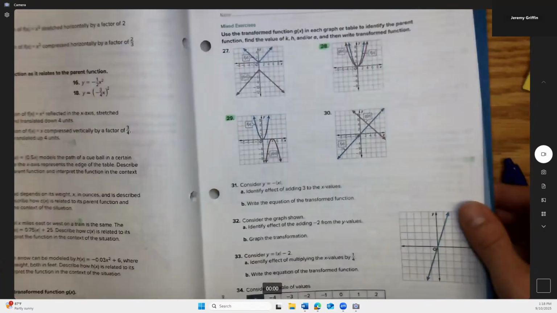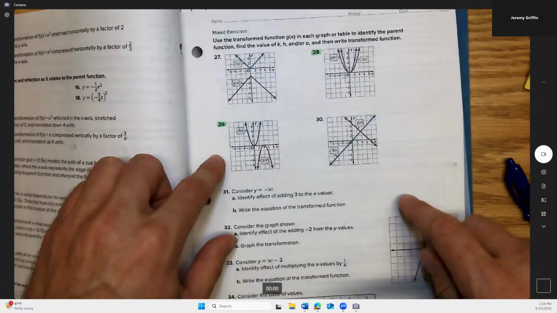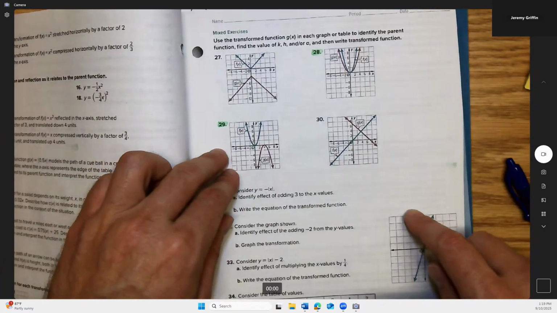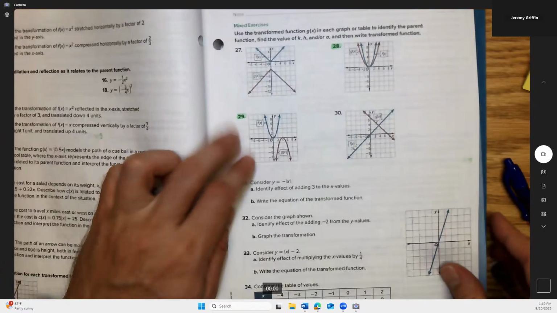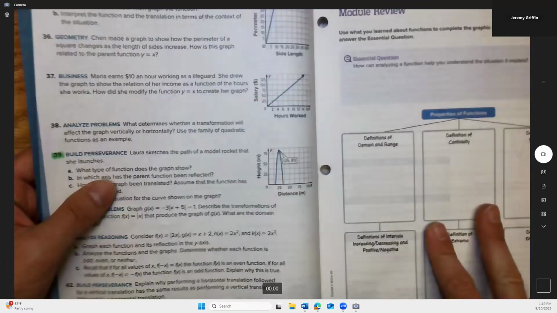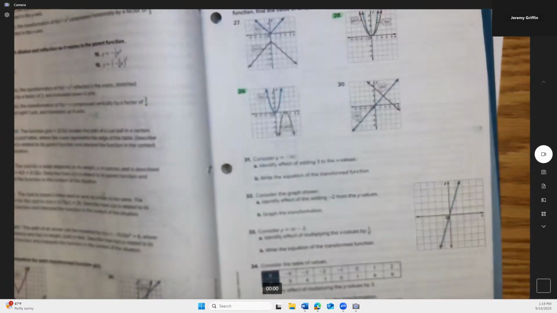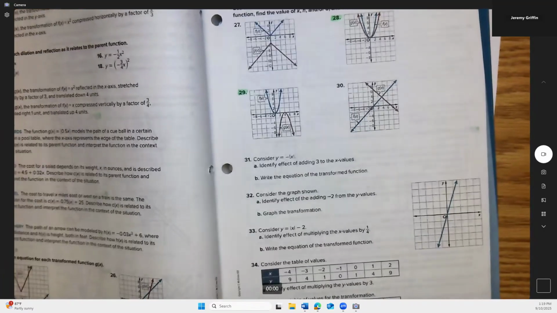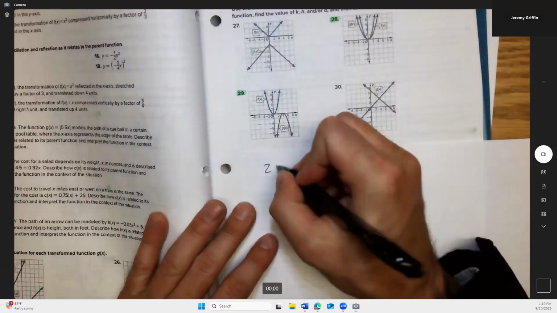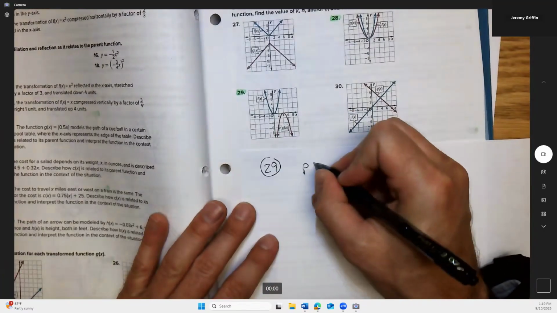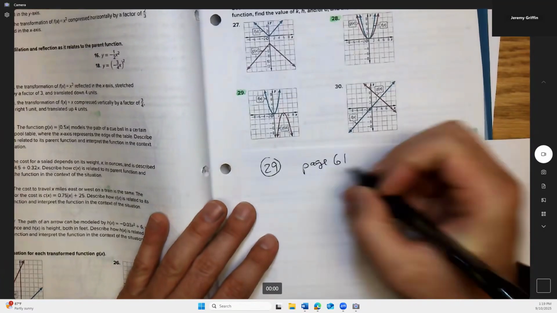What else? Okay. I've got some transformations here. How about we'll do 29 and we'll do 39. We'll do those last two. So 29, on page 61, by the way.